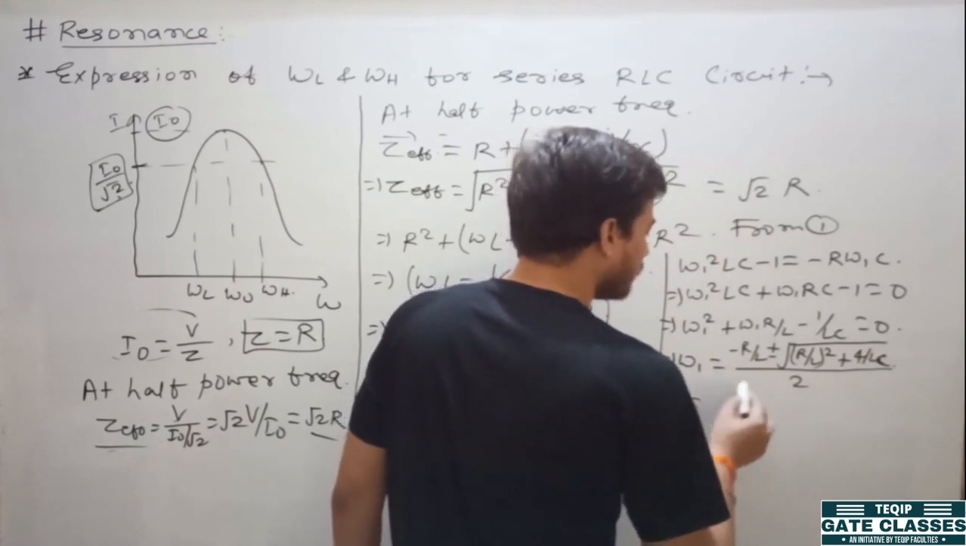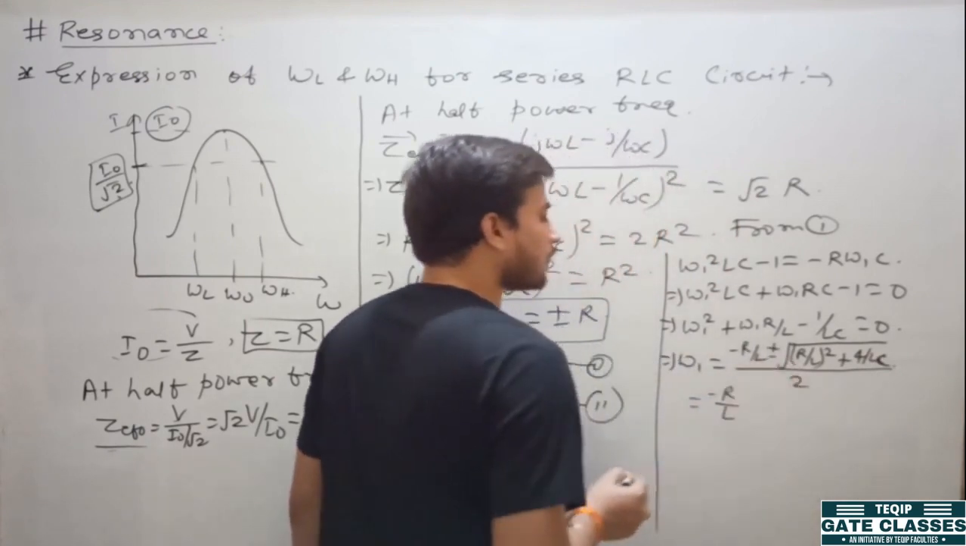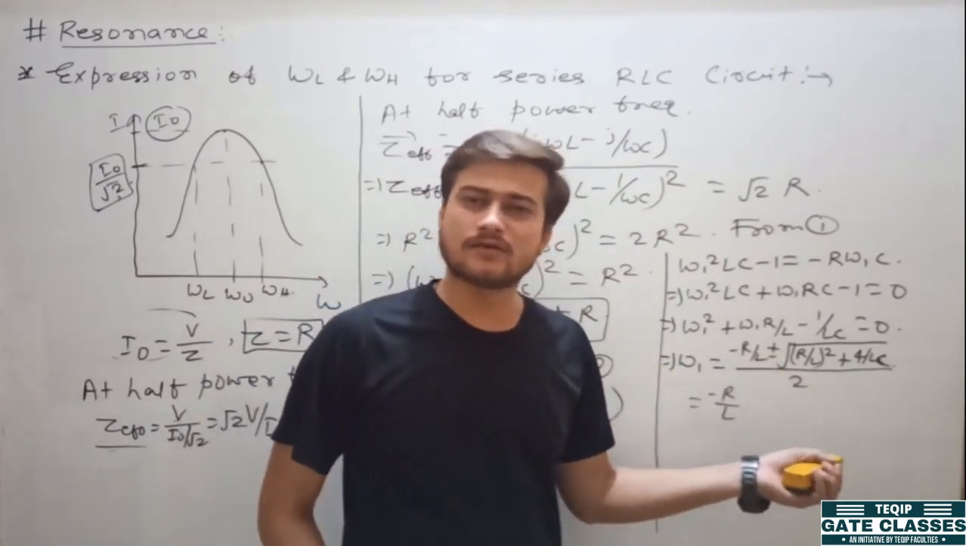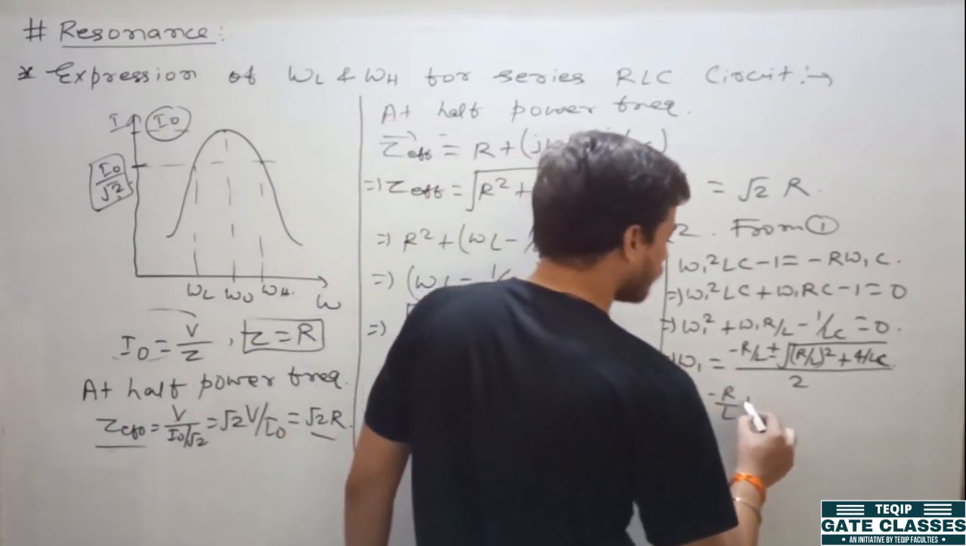Now what will happen? You will divide by 2, so here it will be minus R by L. Now see, what about plus minus? If you are taking minus, then omega will become negative. So negative frequency is not possible. So here you will have to consider the plus term only.